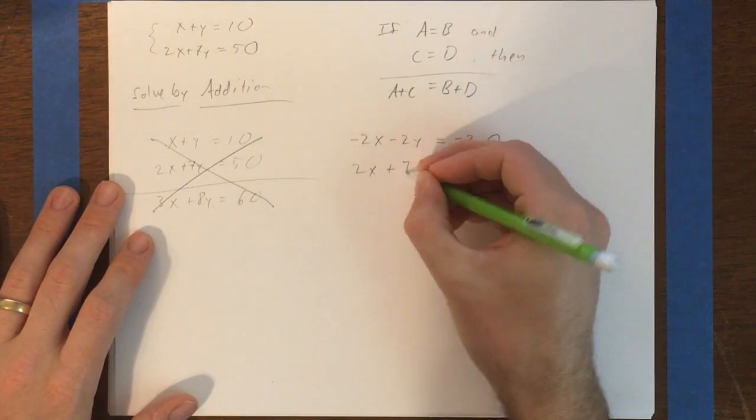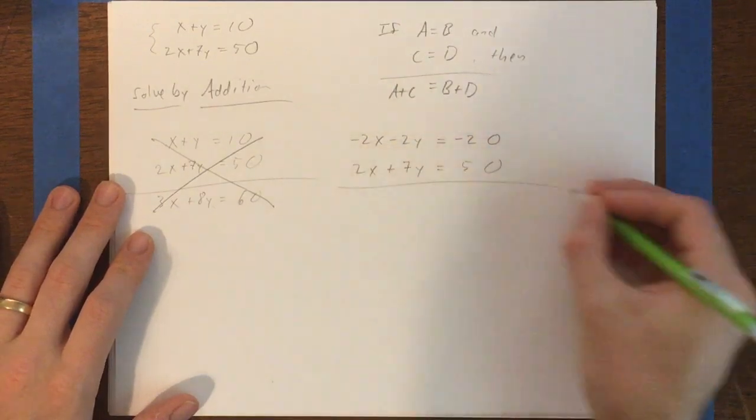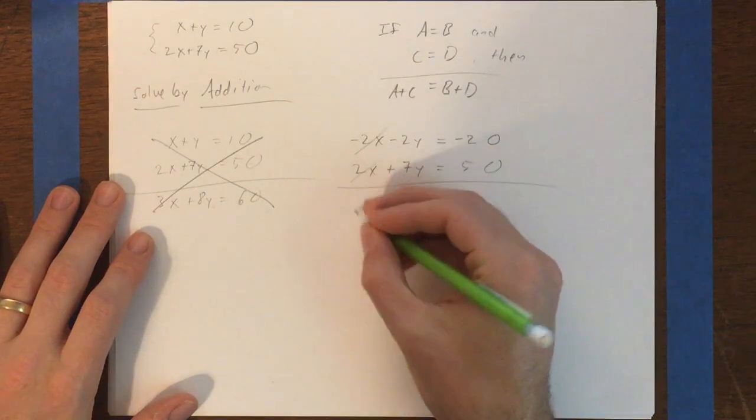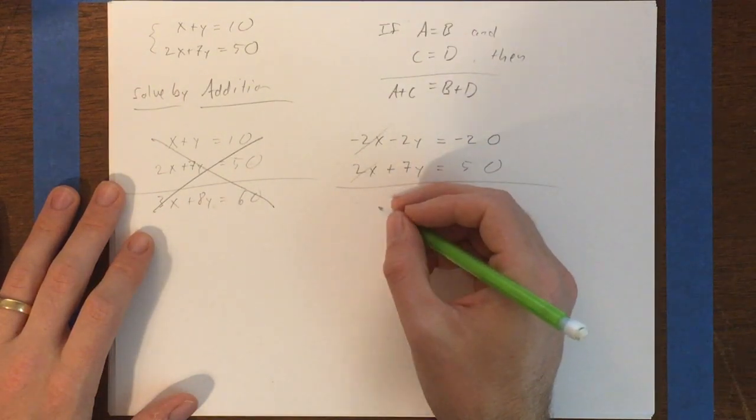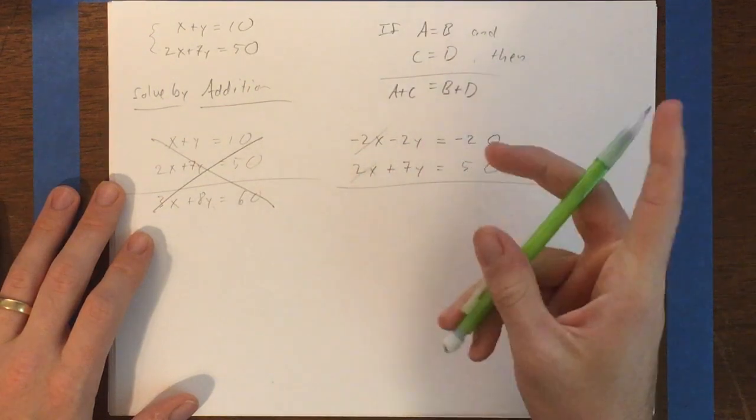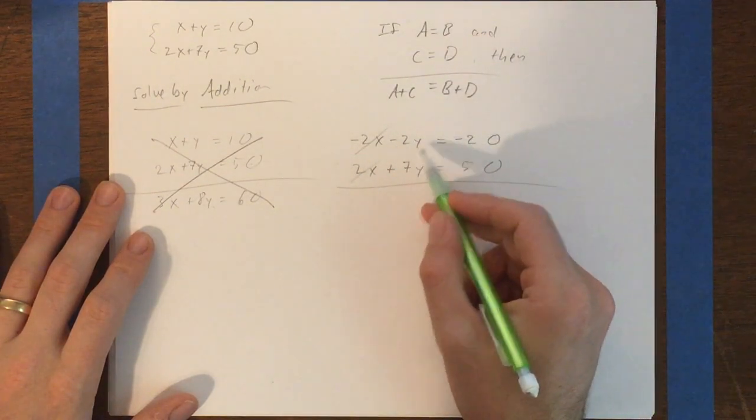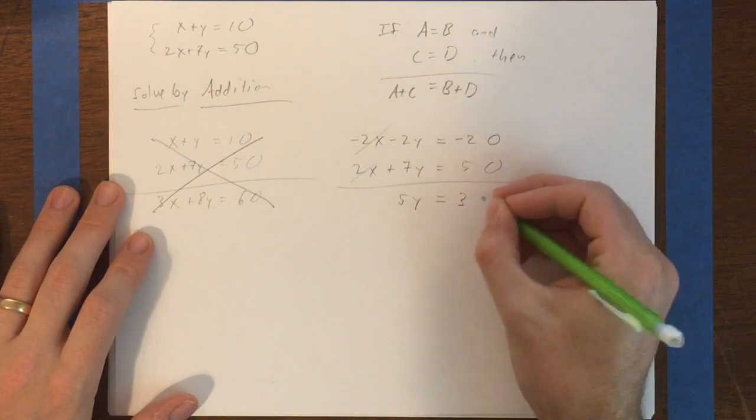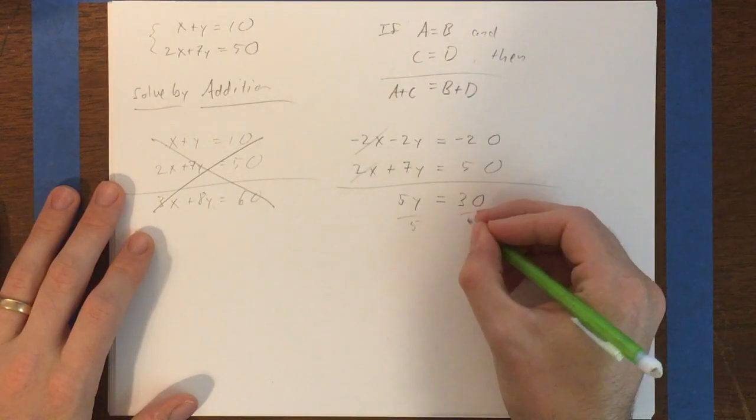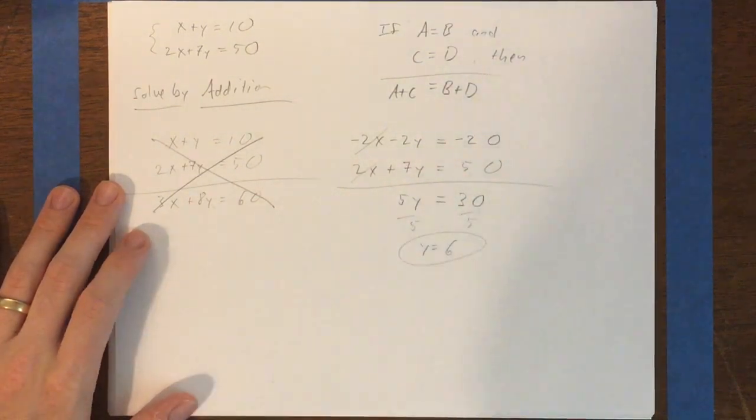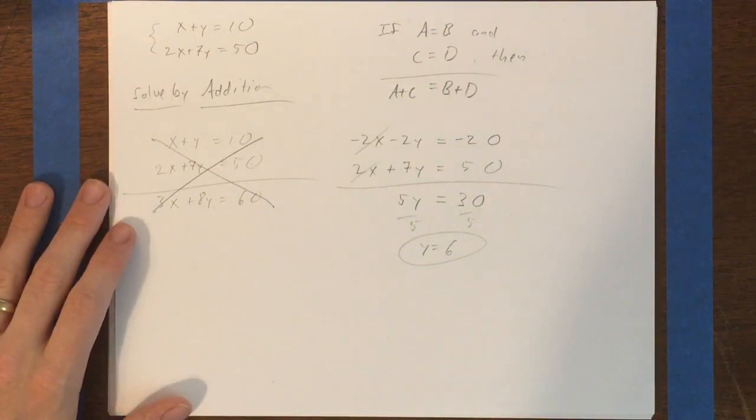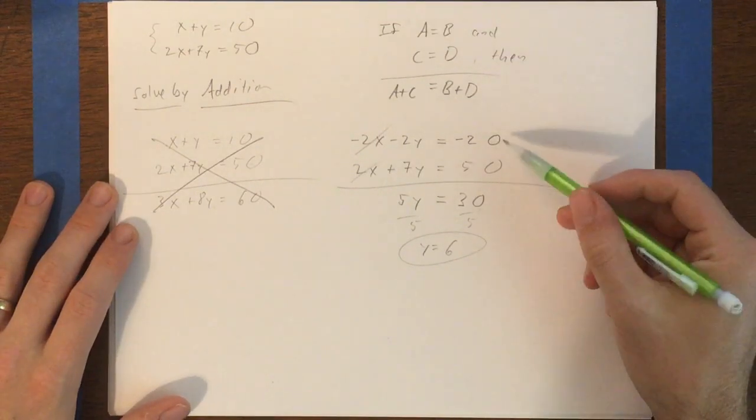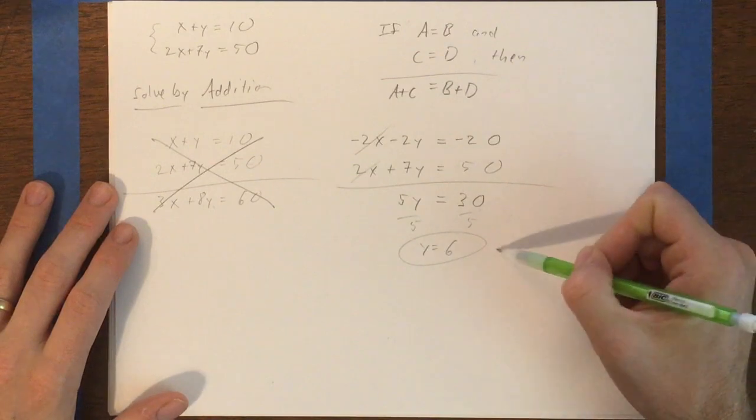Now if I add that to the second equation, negative 2x plus positive 2x cancels out. I have 0 x's, which I won't write, so adding that does nothing. But negative 2y plus 7y gives me 5y, and negative 20 plus 50 gives me 30. Then dividing both sides by 5, I get one of my two values, y equals 6. This is the heart of the strategy: narrowing it down to an equation of one variable, which you can then solve.